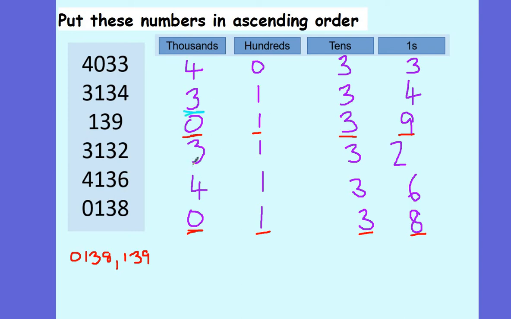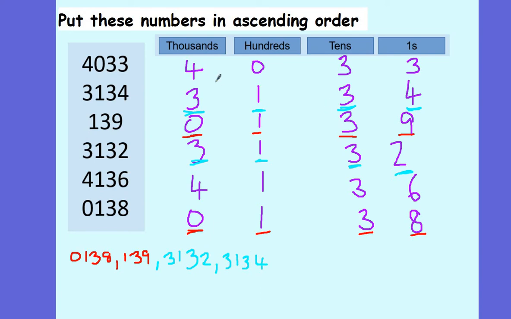Well, these two have both got a 3 in the thousands column, so we know it's one of those. The next number is 1 in the hundreds, so we don't yet know which one's smaller. They've both got the same number in the tens, however this one's got a 2 in the units and this one's got a 4. So we know 3,132 is slightly smaller, and then 3,134.